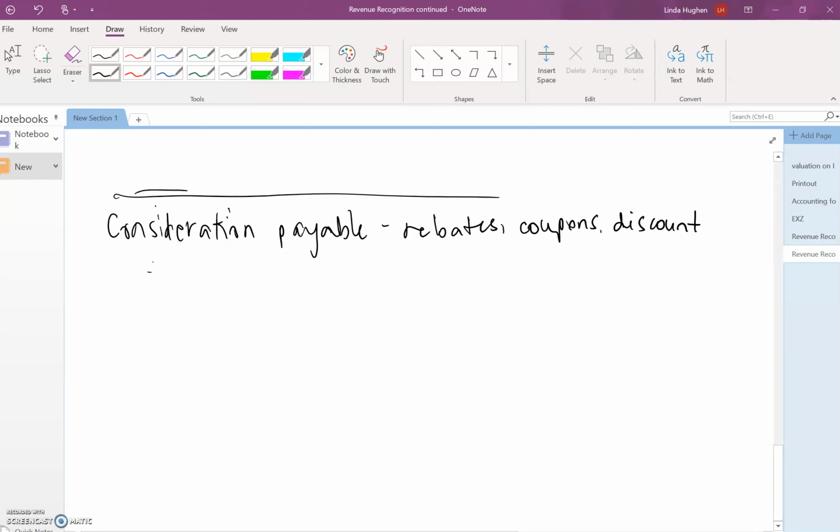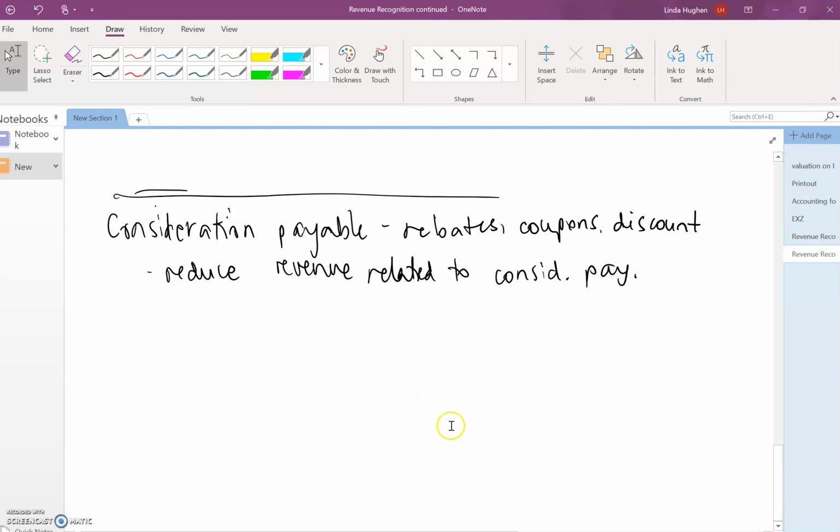And so for reducing the amount of cash, what should we do? We should reduce the amount of revenue. Reduce the amount of revenue related to those rebates, coupons, or discounts to the consideration payable.